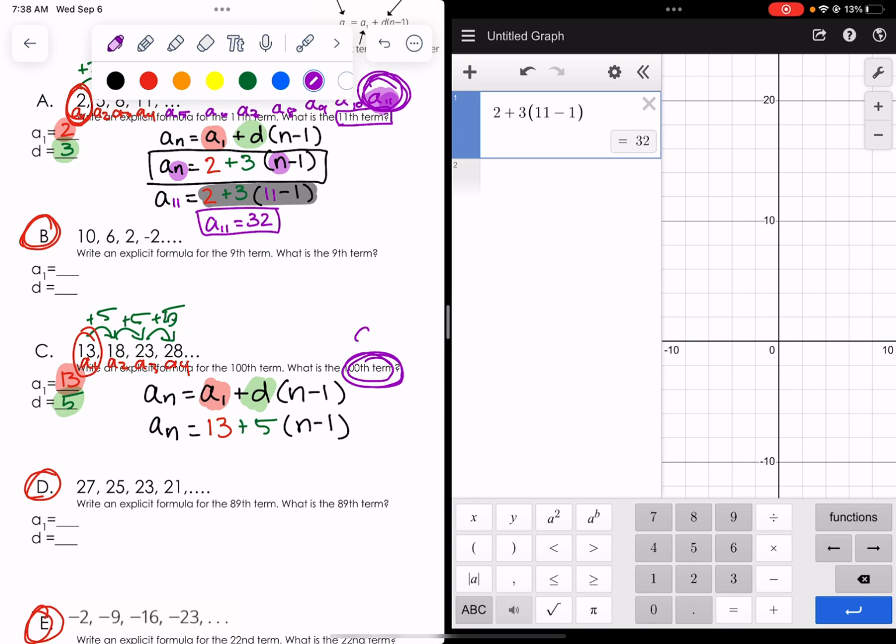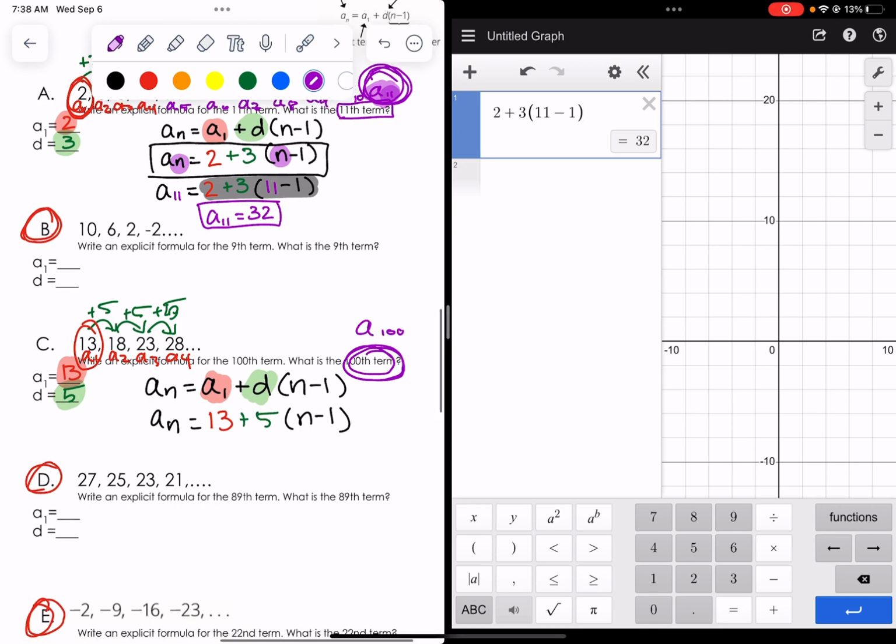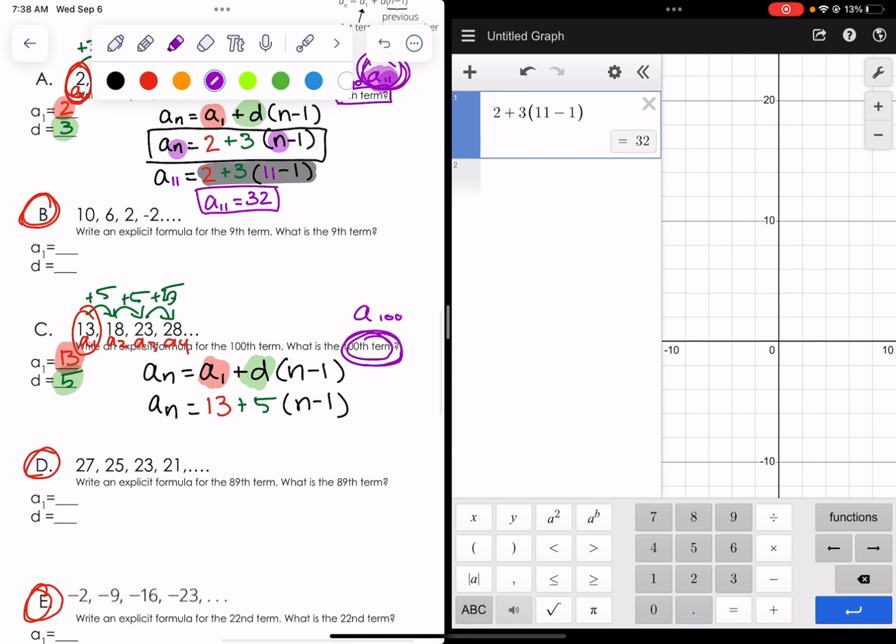Then we're looking for the 100th term. That means I'd have to go to a_100. We have to count all the way there. So this is why this formula is really great, because you don't have to count. Anywhere you see n, you're going to replace it with 100. So a_100 equals 13 plus 5(100 minus 1).